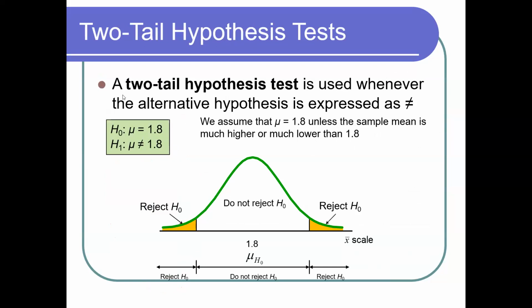So we have the two-tail hypothesis. Okay, two-tail hypothesis when the alternative is unequal to some number. Okay, so that means we assume that mu equal to 1.8 unless the sample mean is much higher or much lower. So this is both sides. So it's two-tail. Okay. So if it's within the confidence range, then we don't reject this. Okay, that means the mu is equal to 1.8. But if it's in the yellow range, then we will reject the null hypothesis, and then we say, okay, yes, the average data usage is definitely not 1.8.